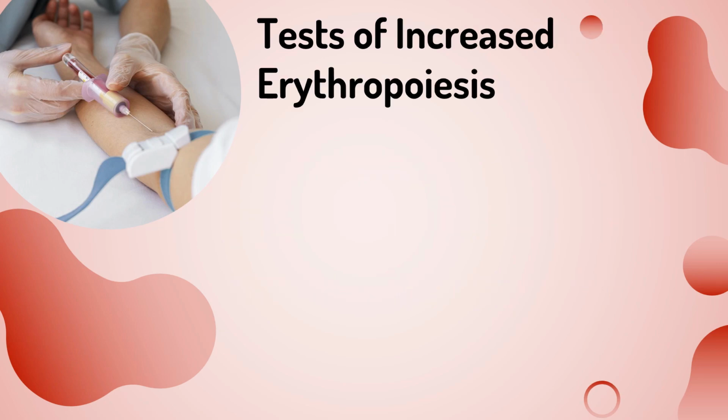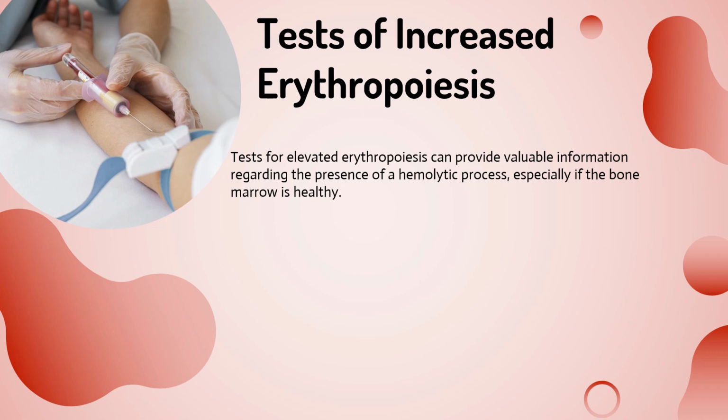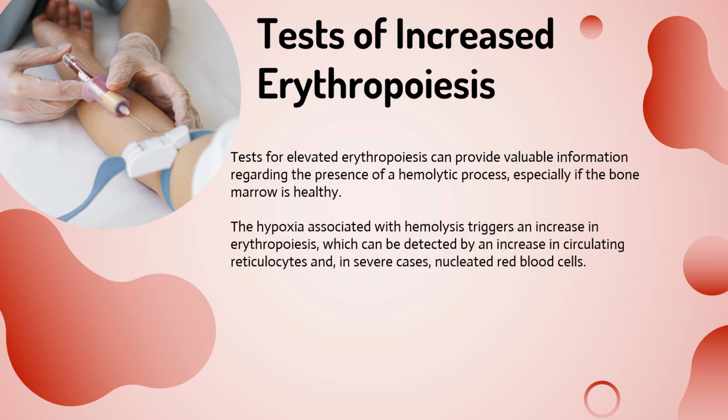Then we have tests of increased erythropoiesis. Tests for elevated erythropoiesis can provide valuable information regarding the presence of a hemolytic process, especially if the bone marrow is healthy. The hypoxia associated with hemolysis triggers an increase in erythropoiesis, which can be detected by an increase in circulating reticulocytes and, in severe cases, nucleated red blood cells.